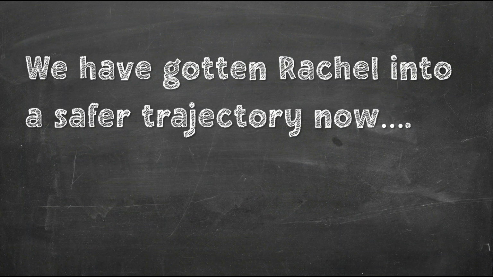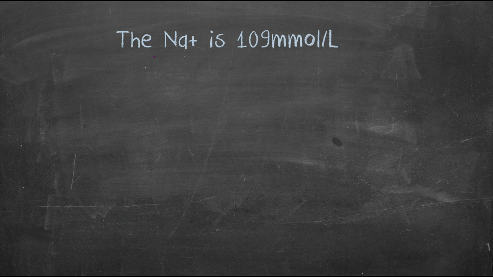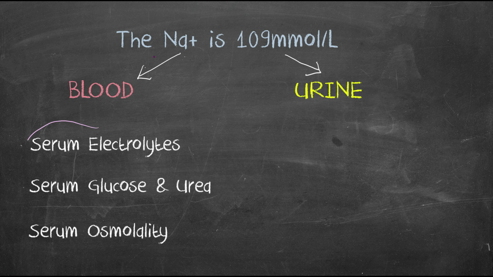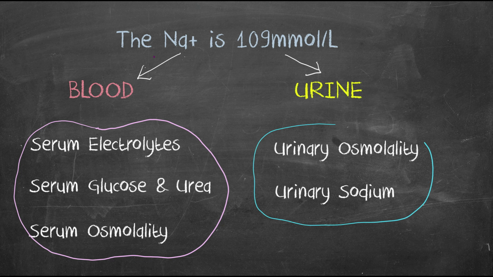Now that we've gotten Rachel on a safer trajectory, the seizures have started to abate, she's beginning to wake up, it's now time for us to work the problem. As I mentioned in the previous tutorial, you need to do two sets of tests, blood tests and urine tests. We're going to do serum electrolytes, urea and glucose, and serum osmolality. We're also going to do urinary osmolality and urinary sodium. I will point out you should also do thyroid function tests and a random cortisol, but that's not really important right at this moment.